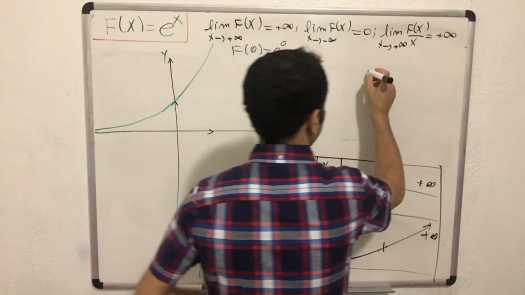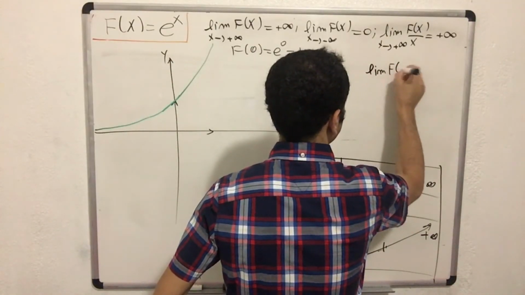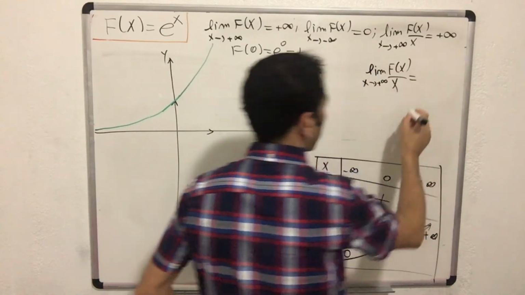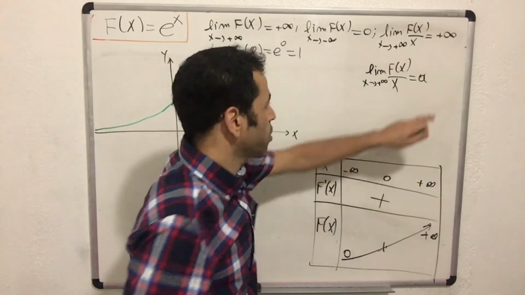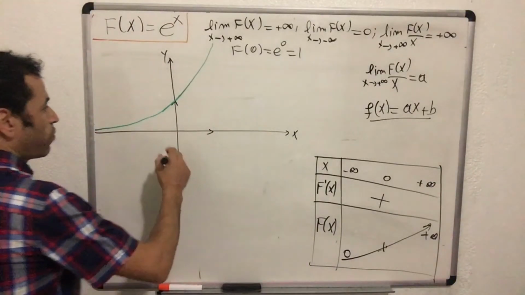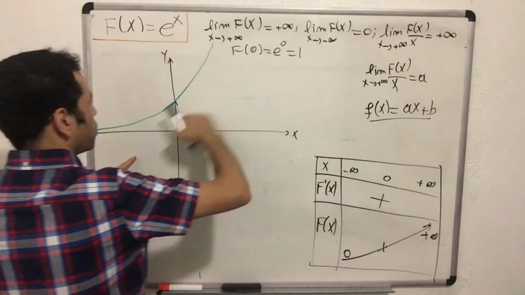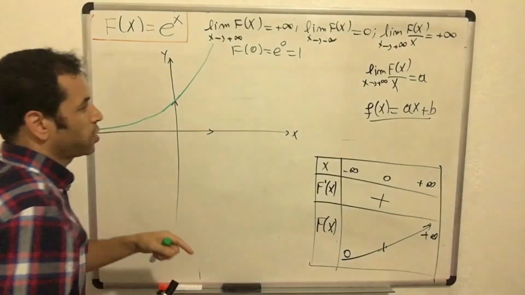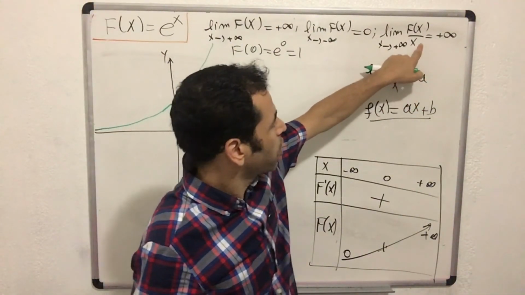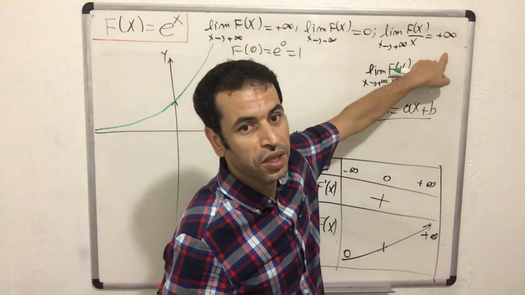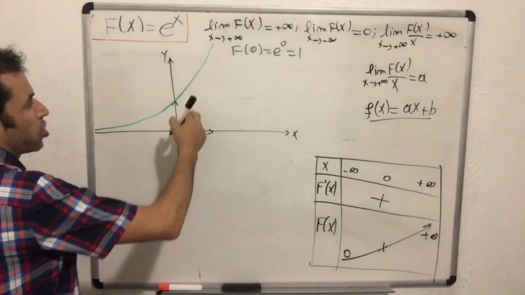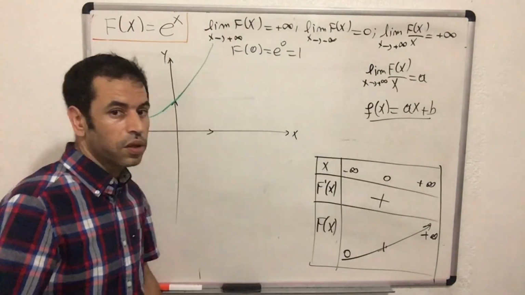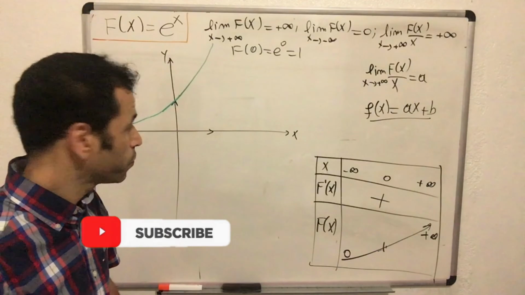For example, if the limit of f of x over x as x approaches plus infinity equals a finite constant, then if you put this in the graph, it goes like this. That means the function goes towards this line. But in this case, the limit of f of x over x is plus infinity, which means the function is going towards infinity. That's the reason why I'm calculating this one. This is a good place where I can stop.